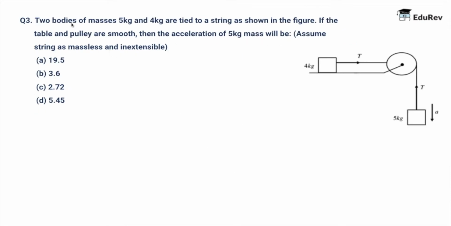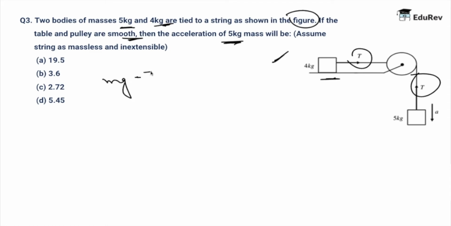Question 3 states, two bodies of masses 5 kgs and 4 kgs are tied to a string as shown in the figure. This is the figure. So this is the block 4 kg, this is 5 kg, this is tension, and this is the downward acceleration. Now if the table and the pulley are smooth, then the acceleration of 5 kg mass is going to be what? So for 5 kg block, the equation is going to be mg minus T equals to ma, correct?